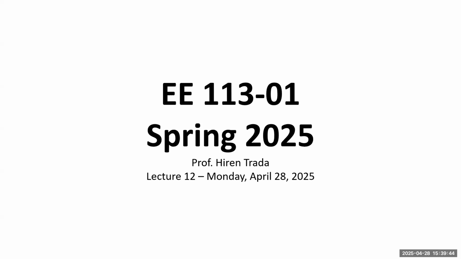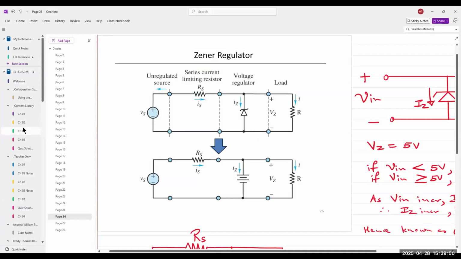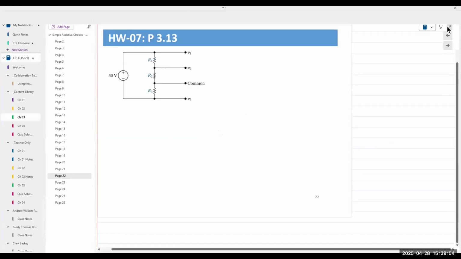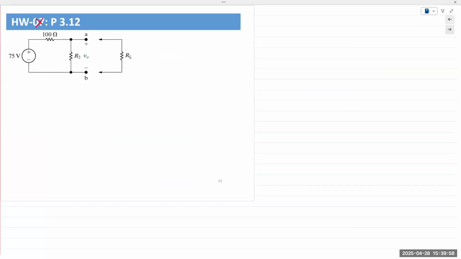Let's think. Let's see, 113, chapter 3. All right. So that should be homework 808, problem 3.12. I think the problem asks to determine the value of RL, I believe, for a particular voltage.